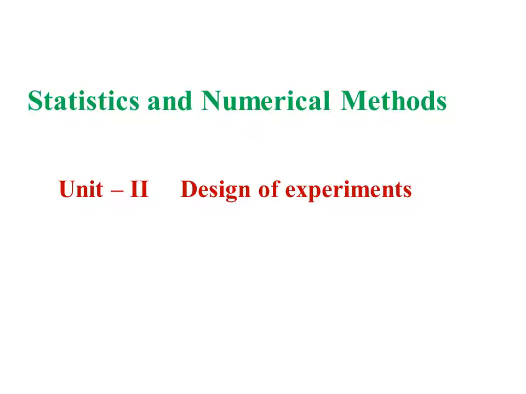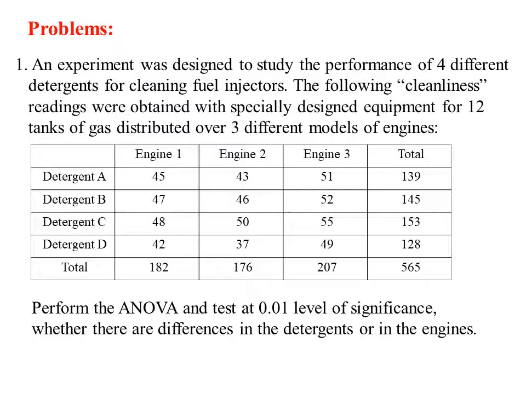So we are discussing Unit 2, Design of Experiments. In our previous slide I clearly explained a table for RBD, that is, two-way classification. Now we will discuss one problem based on RBD. Look at this problem. An experiment was designed to study the performance of four different detergents for cleaning fuel injectors.